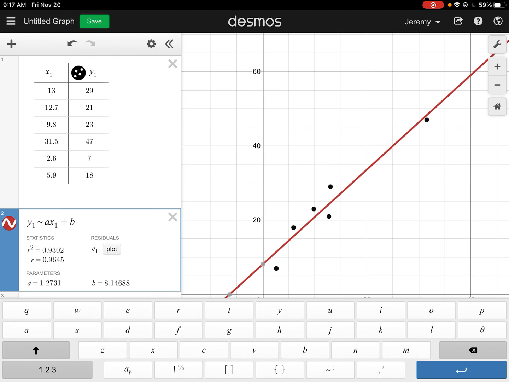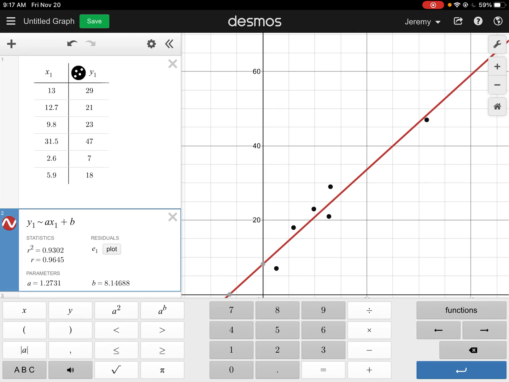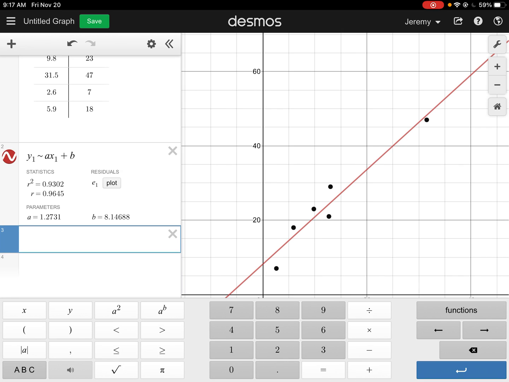Now, first of all, what I want you to understand is I have to use a here instead of m because Desmos does not recognize m in this form. Okay, so a is the same thing as m in this case. So if you look at this, it tells you what a is and it tells you what b is. It tells you a is 1.2731. It tells you b is equal to 8.146. So we're going to use those numbers.